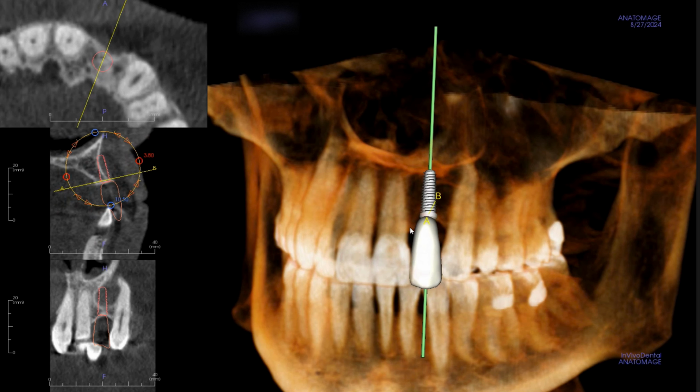All right, hope that helps. The whole point of this was to figure out the right angle for a surgical guide. I think we start that process once we've answered some of these other questions.